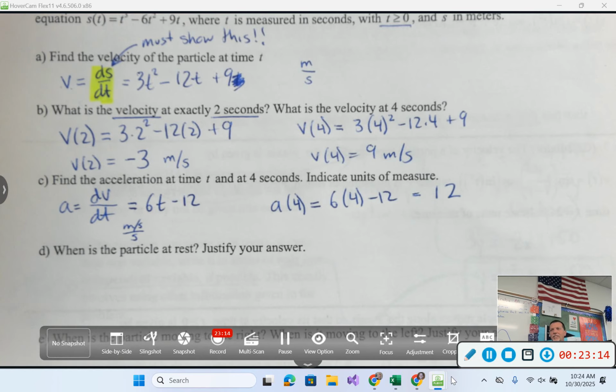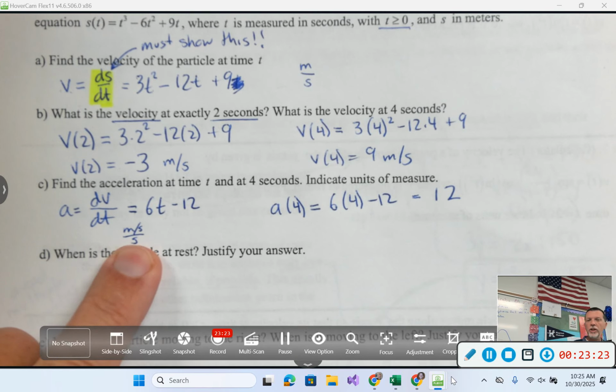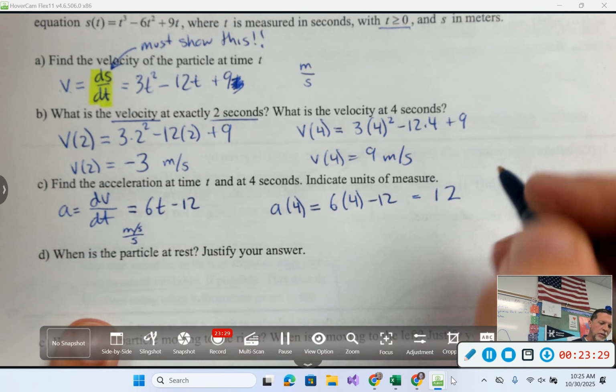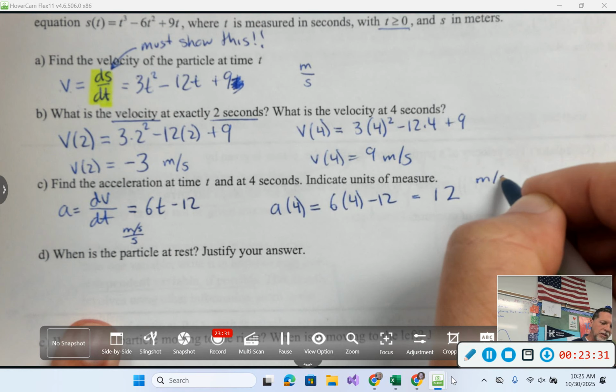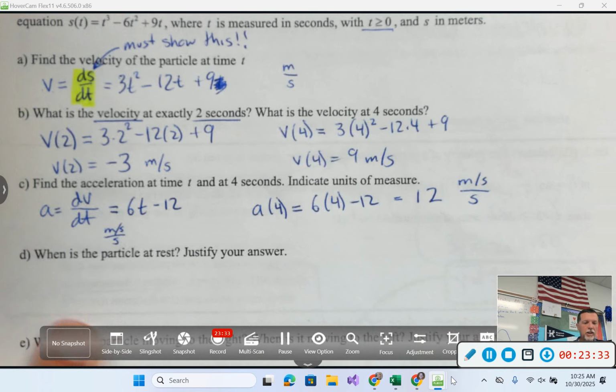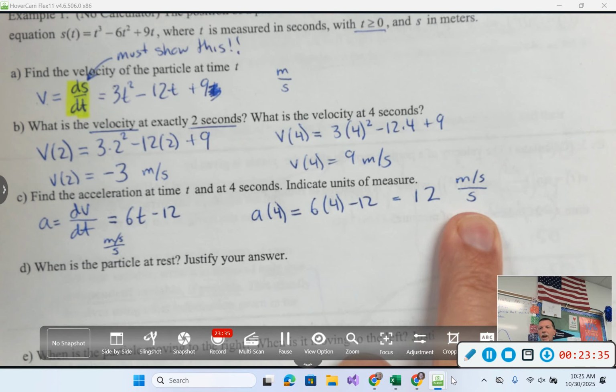How many of y'all took physics last year or this year? Okay, most of you. So what's the units for acceleration? Meters per second squared. And so you can go with meters per second squared. If for some reason you forgot and you were just going by this formula, you're like, well, I don't know what it is, but it's got to be velocity over time, you can leave that as an answer. That's an okay answer.